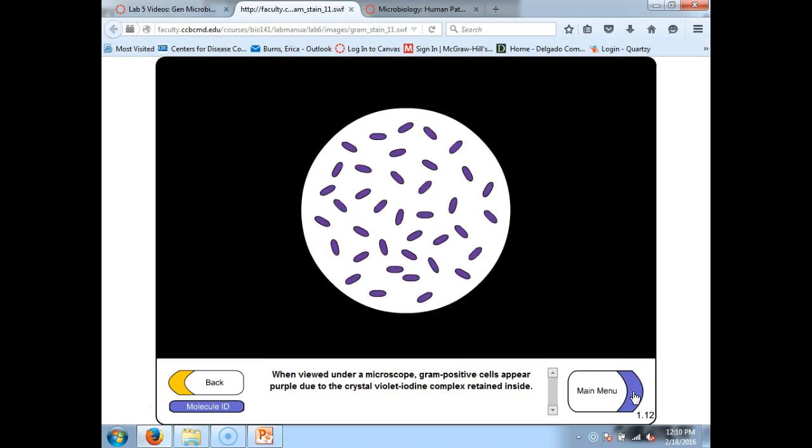So under the microscope, they're going to look purple, right? And they could be cocci, they could be rods, they could be other shapes. The shape has nothing to do with what color they are. It's about the cell wall, whether they have that thick peptidoglycan layer or not.